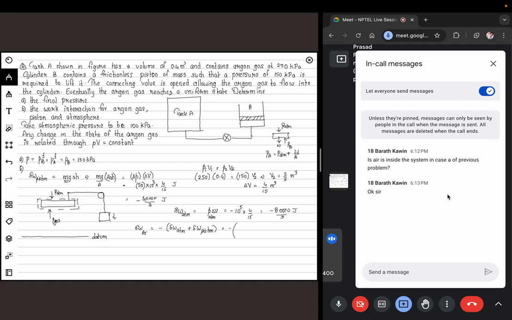So that will give me a value of around 40,000 joules. So this is straightforward. Now let me ask the question. Here we have already been told that the state of the argon gas is related to PV equal to constant.